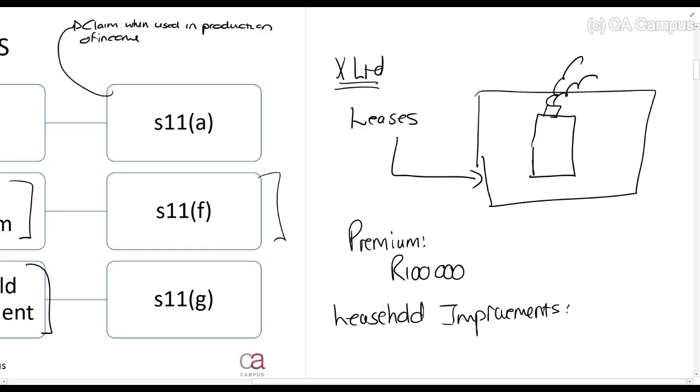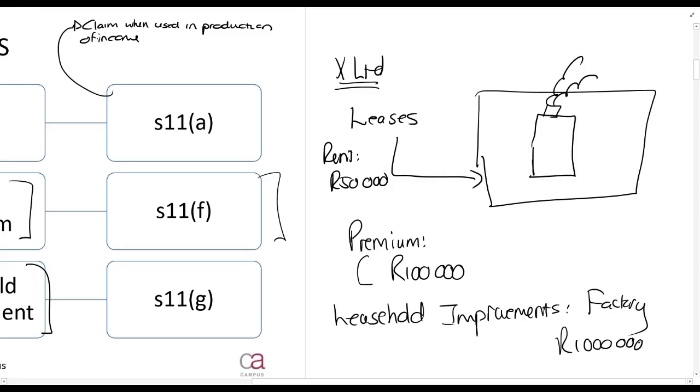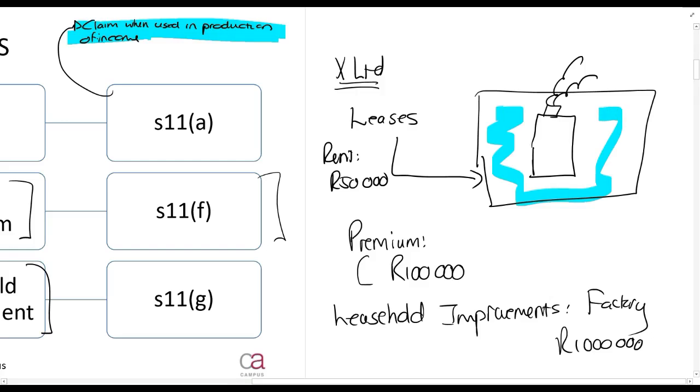But please understand, X Limited is told you need to pay rent of 50,000 rands a month, you need to pay a lease premium of 100,000 rands, and you need to build a factory on there, and that factory will cost you R1,000,000. Now, what I want you to understand is, my comment here is about claim it when it's used in the production of income. That's applicable to all of these. If this piece of land is just empty and you're not using it, you can't claim anything. You might need to consider pre-trade expenditure, sure, but you can't claim any deduction.